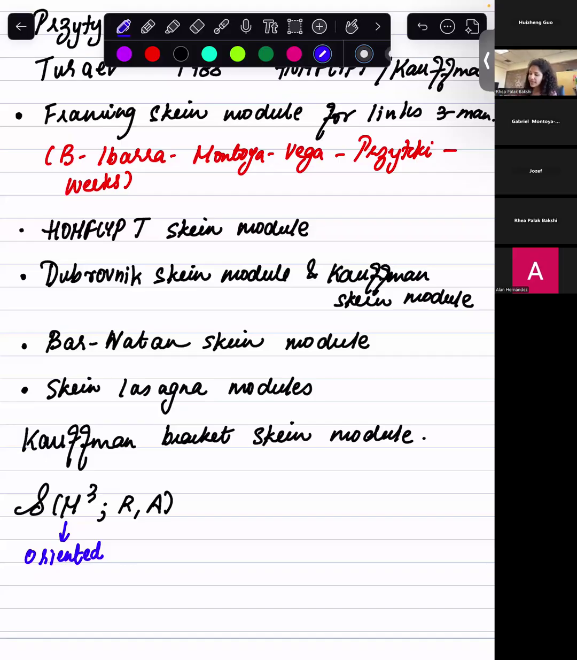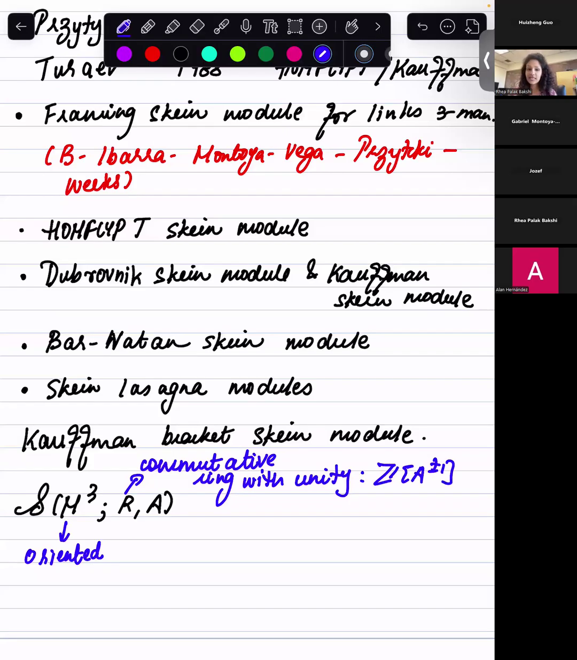Okay, our ring will be a commutative ring with unity. And for our purposes, we'll work with the ring of Laurent polynomials in A, this way.